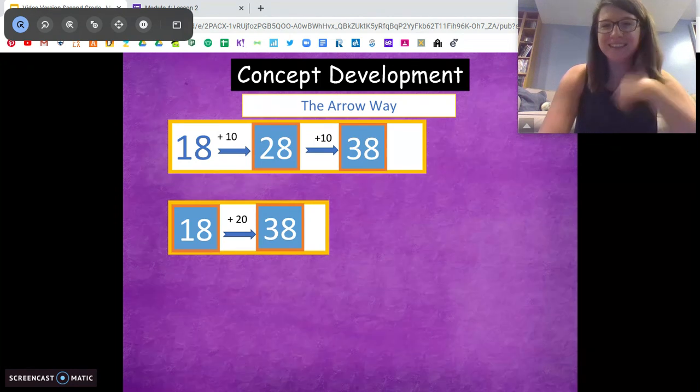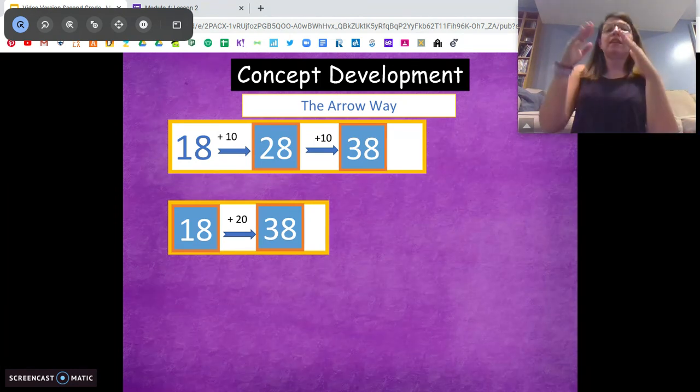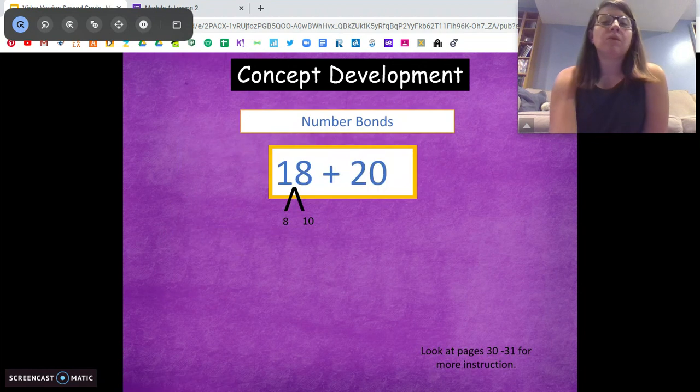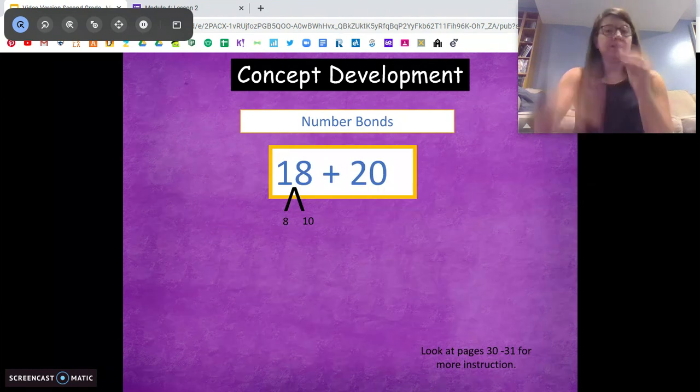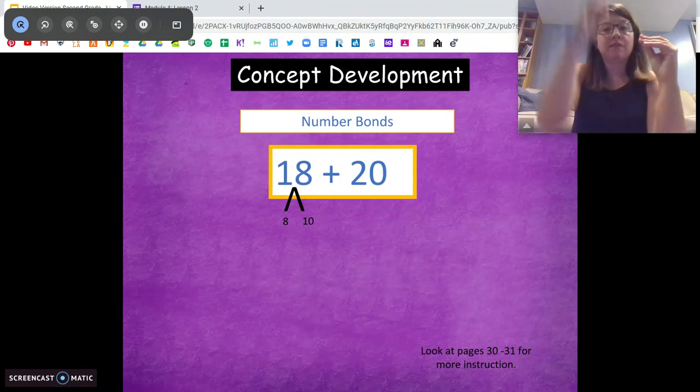Did you get it? Good. All right, let's try it the number bond way. So we're going to break 18 down into our tens and ones. So we have 8 ones and a 10.